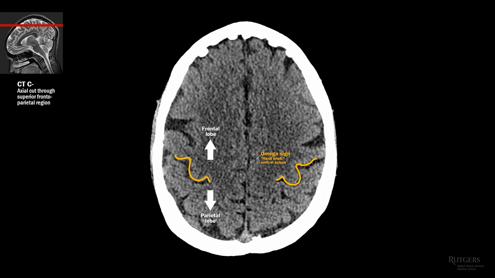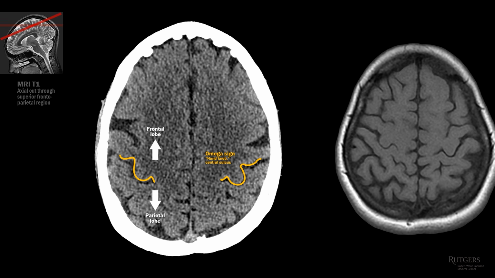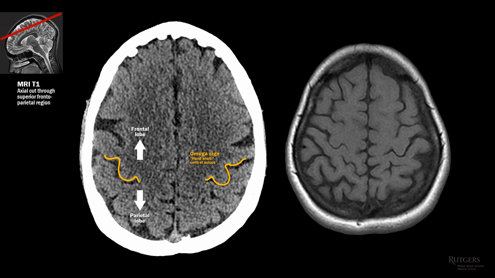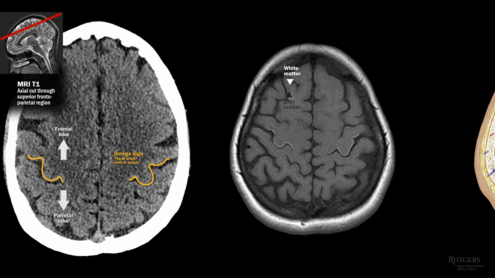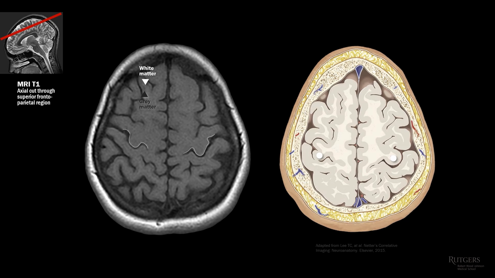Since we're on the topic of anatomical localization, we probably should quickly introduce the T1 sequence of the MRI. T1 is called the anatomical sequence because it shows white matter as white and gray matter as gray, as they would look in gross pathology. Can you still identify the omega sign? Yep, here it is on the scan. And if you need extra help, Netter to the rescue.